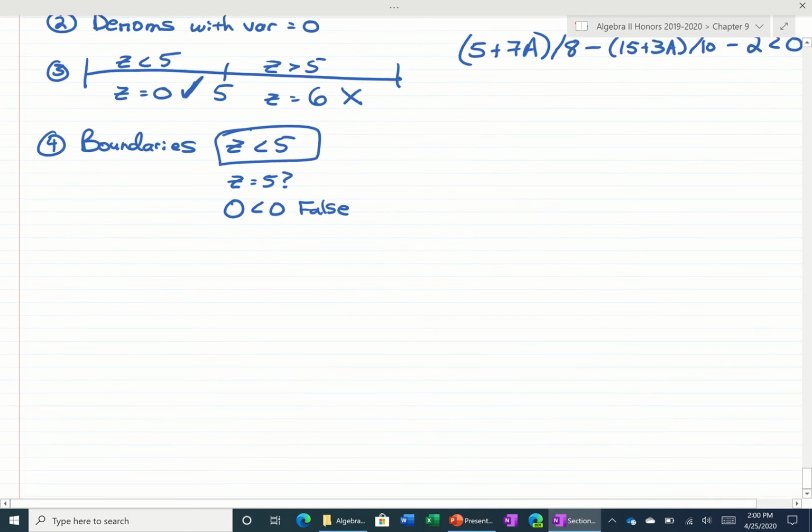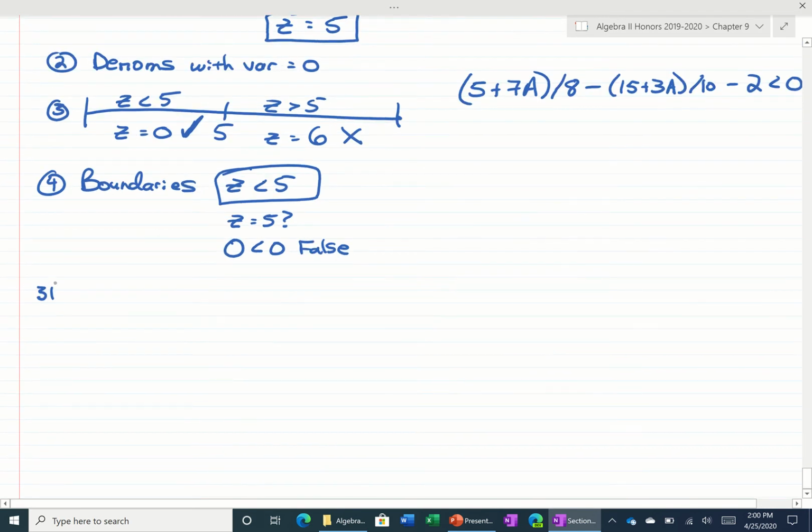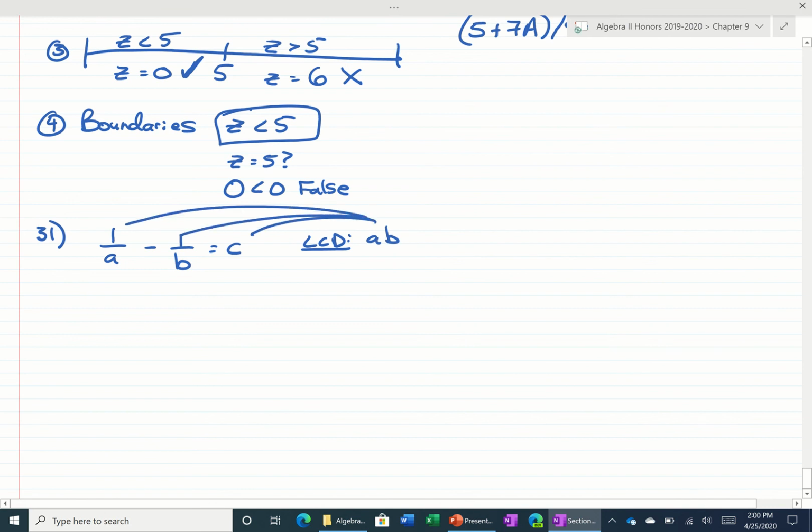Skip around a little bit here. I'm going to do number 31. I asked you to do 4. So 31, it says 1 over a minus 1 over b is equal to c. And it says to solve this for a. So let's get rid of fractions first. The LCD would be ab. I'm going to multiply everything by that, just like we usually do.